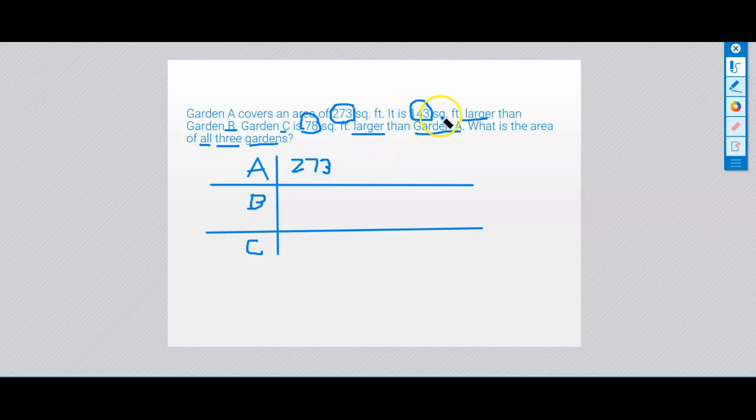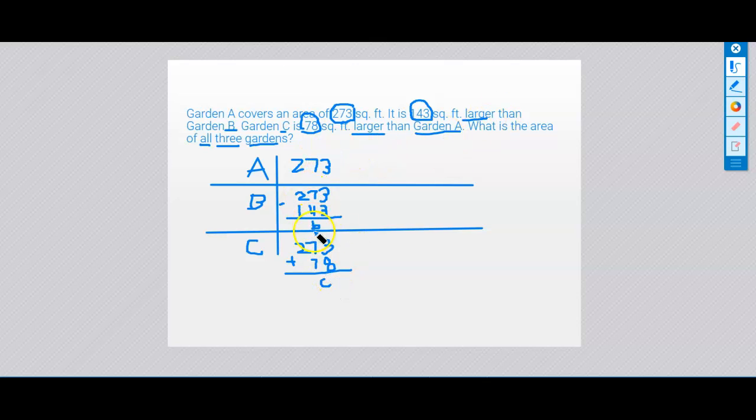It is 143 square feet larger than garden B. Since this one is bigger than this one, I know that I'm going to need to subtract 273 minus our 143 to figure out how big is garden B. I'll call this answer garden B. And then garden C is 78 square feet larger than garden A. Larger means that I would need to add. That'll give you your answer for C.